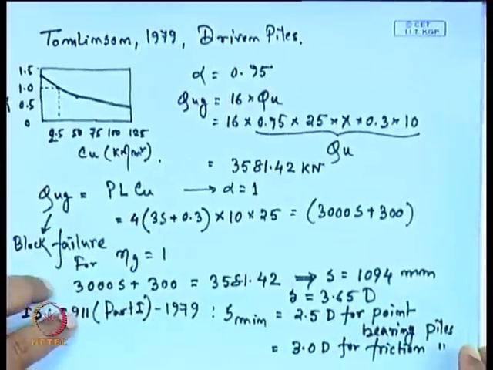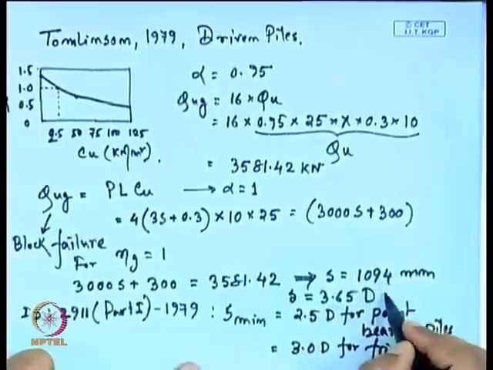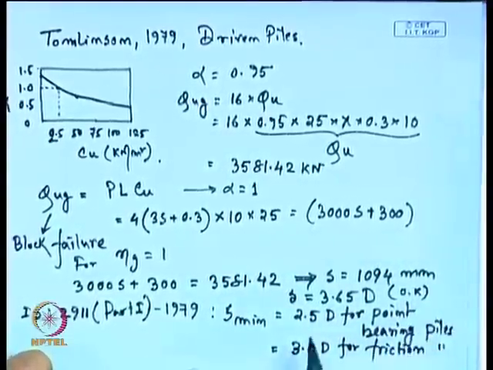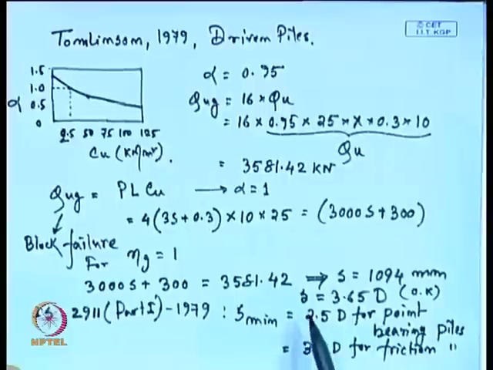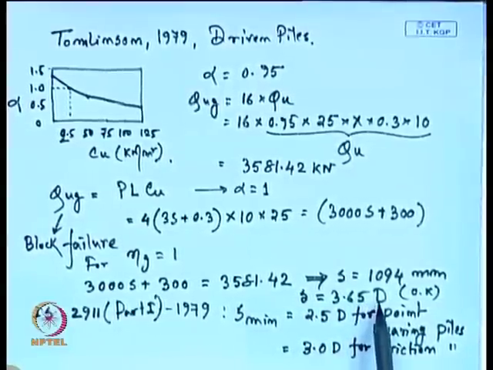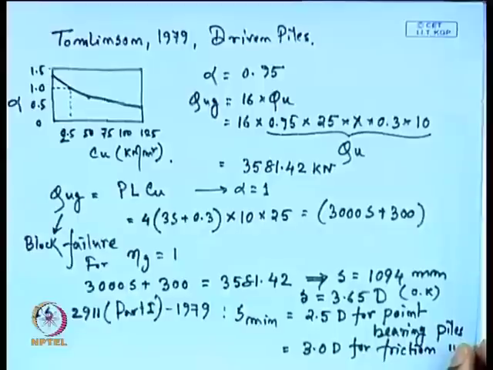Friction pile. So, here the minimum spacing is required because you are designing for the friction pile. The minimum requirement is 3D, but our calculation is coming 3.65D, that means it is okay. So, to get an efficiency of exactly 1, we have to provide a spacing of 3.65D.